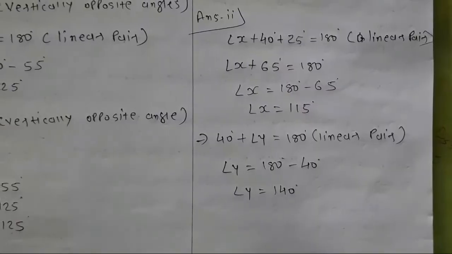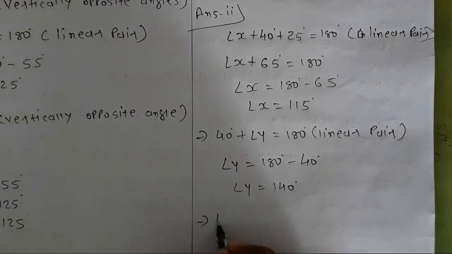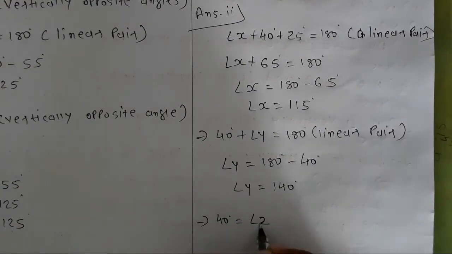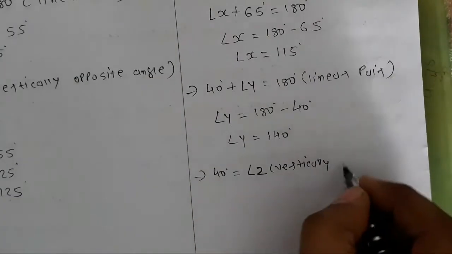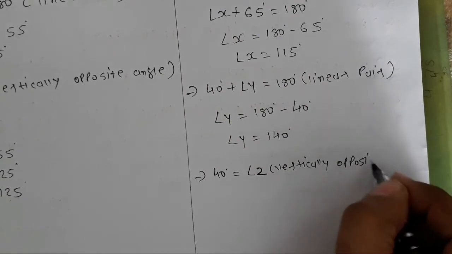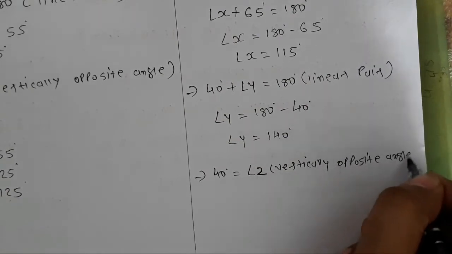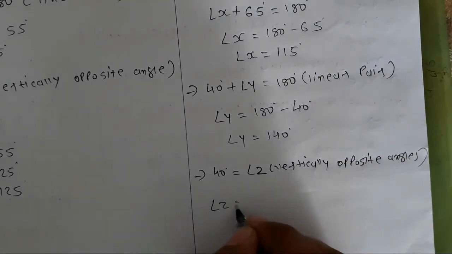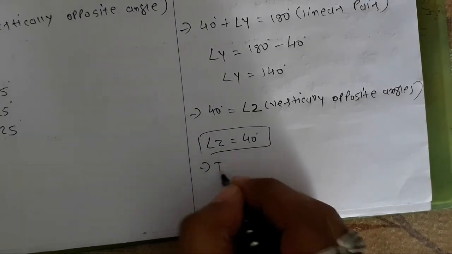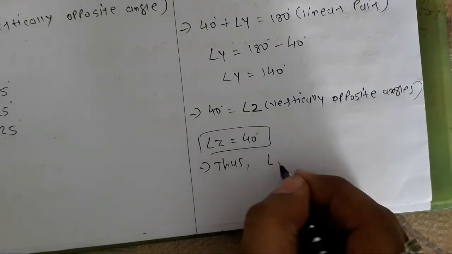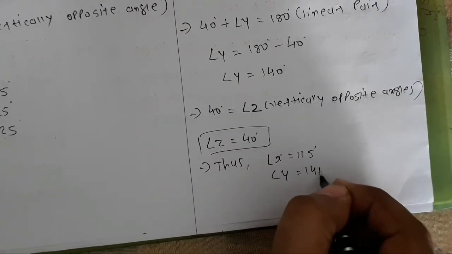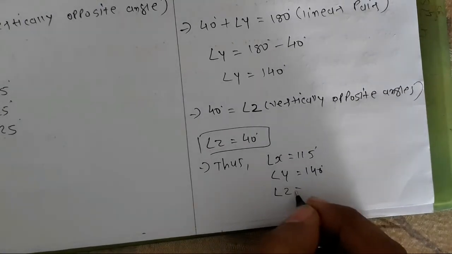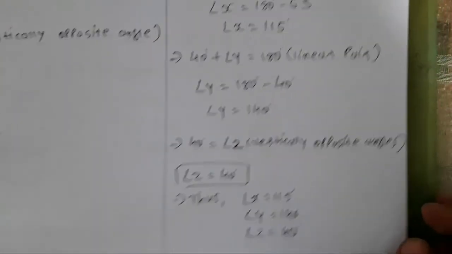So here I may write angle 40 degrees is equal to angle z. In bracket I may write vertically opposite angles. Now so angle z will be equal to 40 degrees. So here at last we may write thus: angle x is equal to 115 degrees, angle y is equal to 140 degrees, and angle z is equal to 40 degrees. So here we are completing this question.